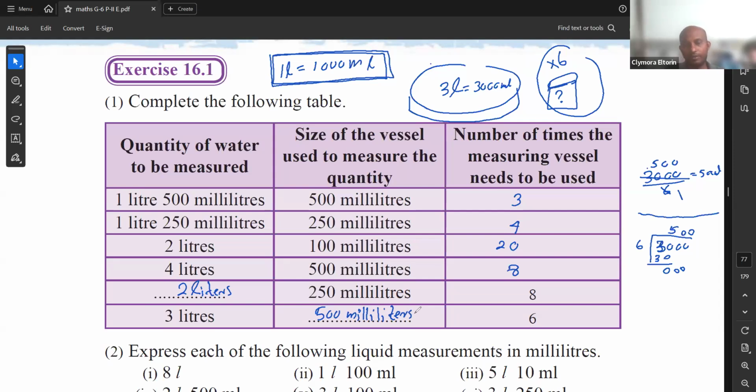Are there any questions you can ask? You can send a text message or a comment. Then I'll explain that again. Is there any question? The concept here is 1 liter equals... Let me change color.